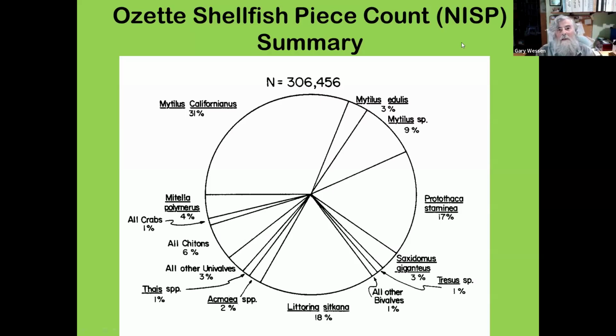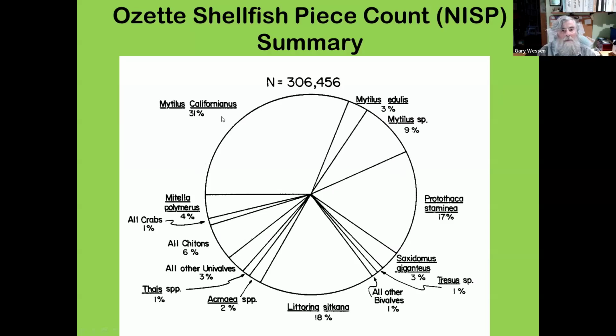Okay, the NISP for the Ozette sample is 306,456 pieces of identified shell. And we made a bunch of observations about the individual pieces in addition to taxon, how complete it was, size, a number of other things I'll talk about here in a minute.